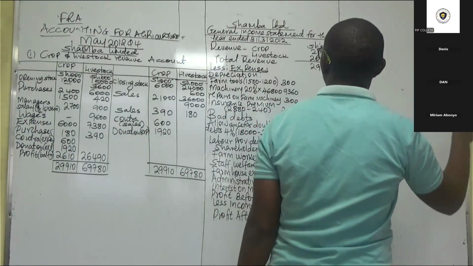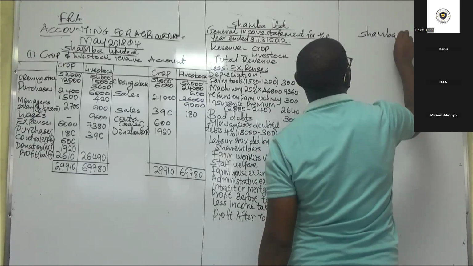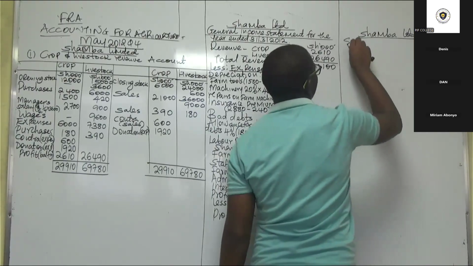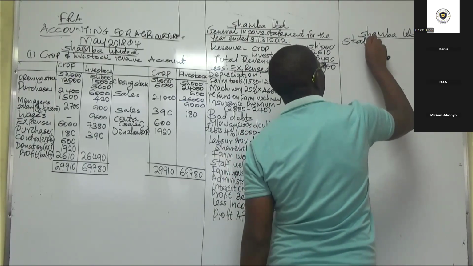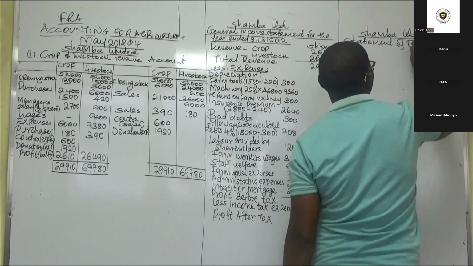Now we can go to the last one. Shamba Limited. We want to now do the statement of financial position.